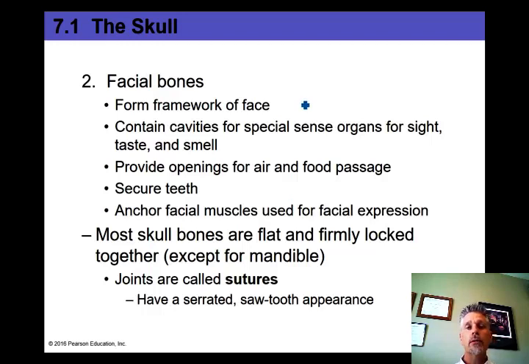So when we look at these skull bones, like we said, a lot of them are going to be flat, and those flat bones come together and form joints that are called sutures. And they kind of interdigitate, if you will, kind of like the epidermis with the dermis, and that helps to form a lock between them.